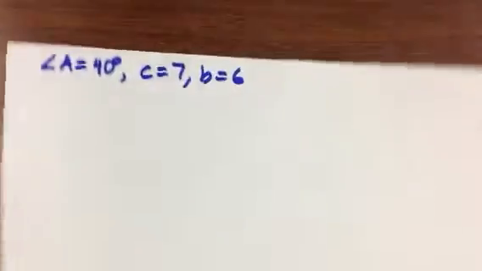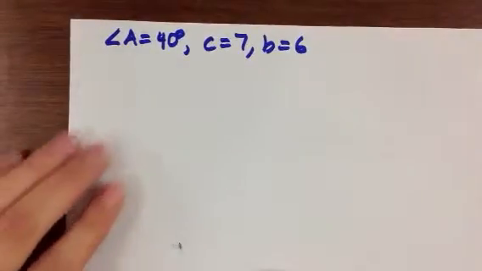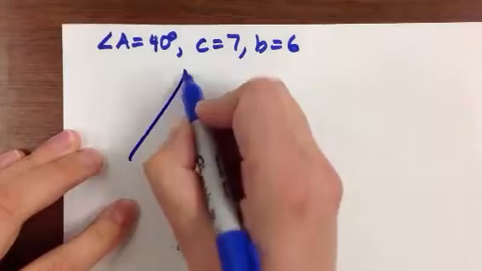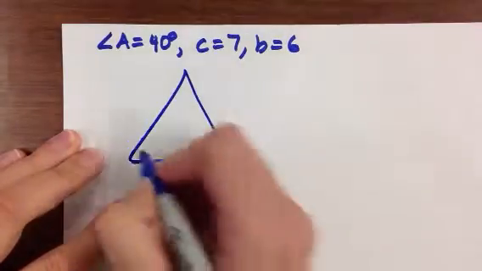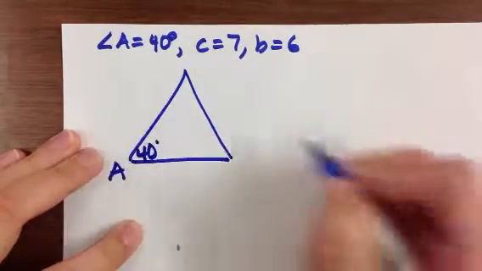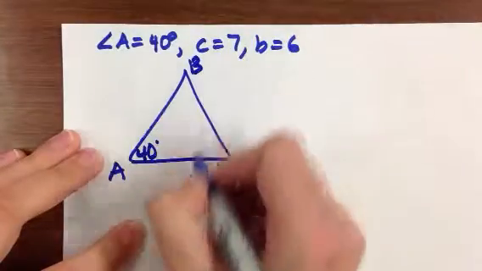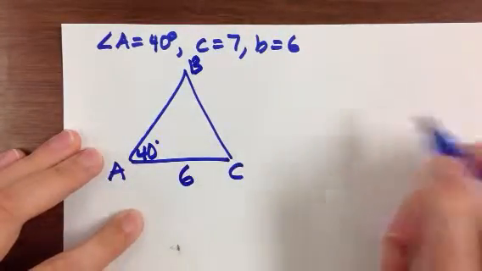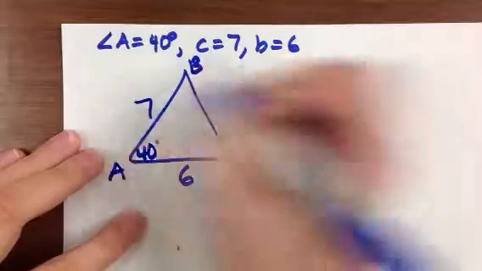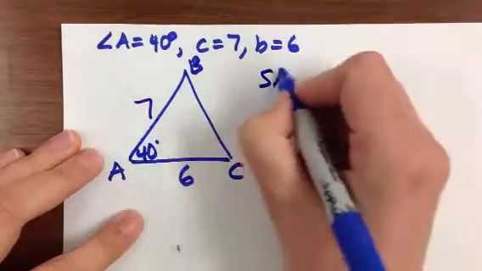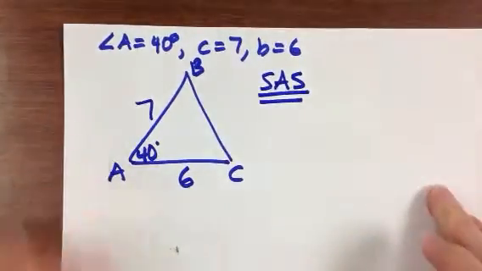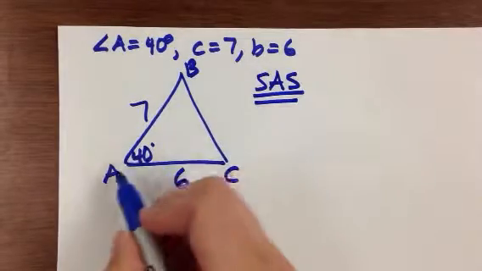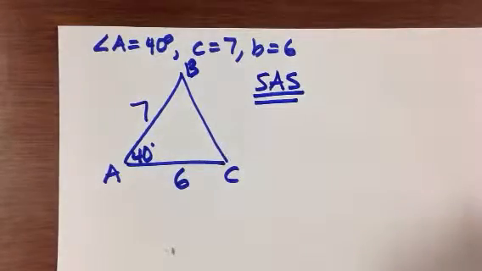Let's see how it plays out. So here I have some measurements. It says angle A is 40 degrees, side B is 6, and side C is 7. So I have side, angle, side. If I have side, angle, side, the first thing I'm going to do is find the missing side.